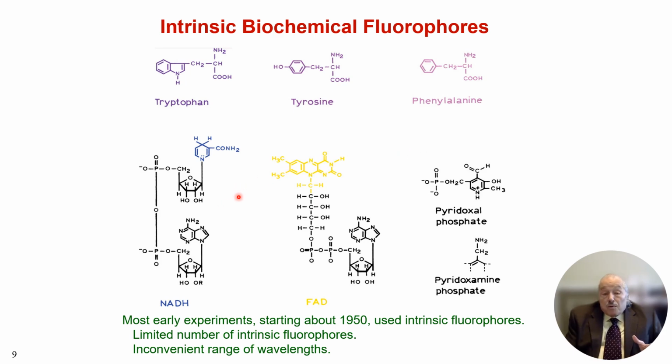The intrinsic biochemical fluorophores are the 3 amino acids that are aromatic, tryptophan, tyrosine, and phenylalanine, and a number of enzyme cofactors. NADH is one and is the most useful of the bunch. It's used extensively, as we'll see. Flavins are not used very much because they're usually very weakly fluorescent when bound to proteins. And the pyridoxals, it always surprises me how little they're used, and I think it's because they're so complicated.